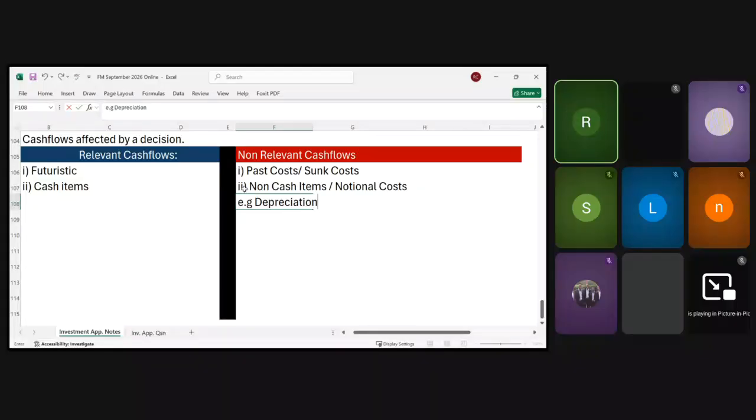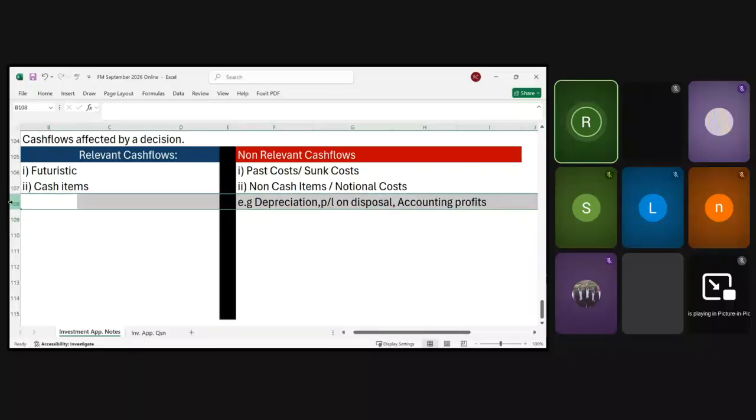That's why we are going to calculate the tax allowable depreciation separately. Depreciation, profit or loss on disposal: we don't include the accounting profits here. They are non-cash profits arising due to non-cash items. We can also include the revaluation surplus or deficit there. They are not relevant since they are non-cash items.